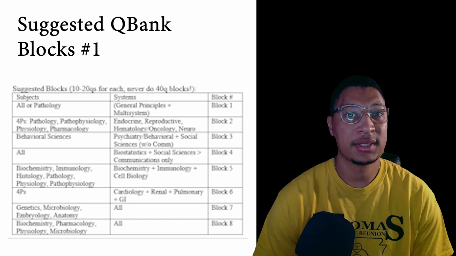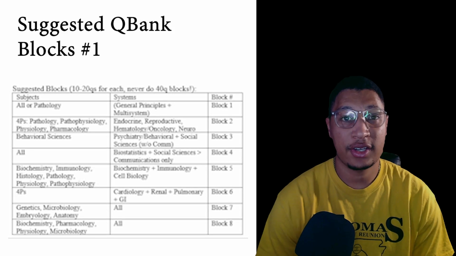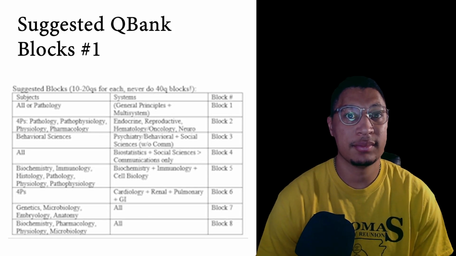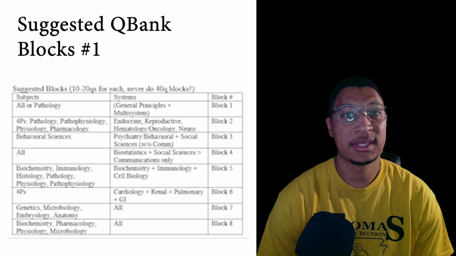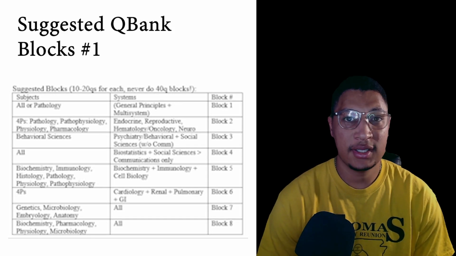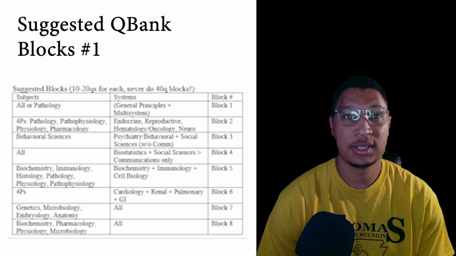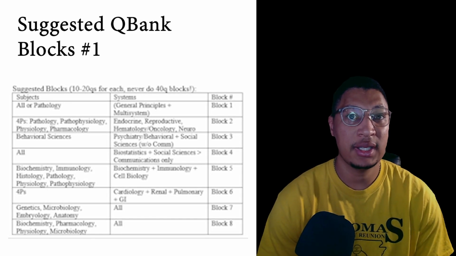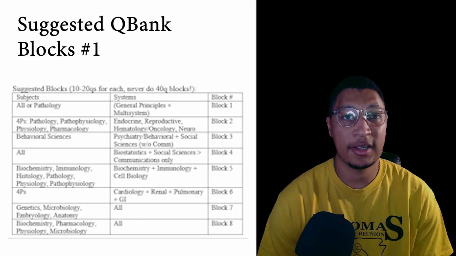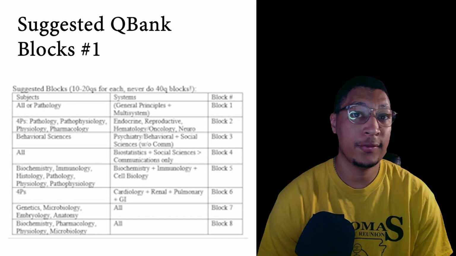And in the fourth block, I'm selecting all the subjects, and I'm doing biostats and communications only. So only communications and biostats. For my fifth block, I'm selecting biochemistry, immunology, histology, pathology, physiology, and pathophysiology as the subjects. And then I want to choose my systems being biochemistry, immunology, and cell biology. And that's block 5. Then block 6, we're going back to the 4 Ps.